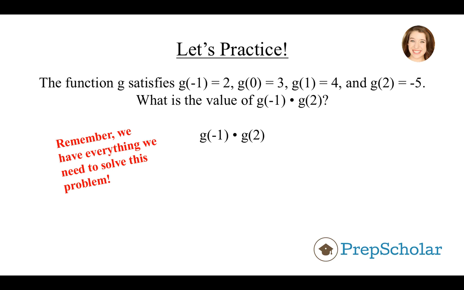We know that we're trying to find g of negative 1 times g of 2. But then again, we already know those values because we're told what the function g satisfies. We know that g of negative 1 is equal to 2, and we know that g of 2 is equal to negative 5. So all we need to do is substitute those two numbers in for those functions, and then we get negative 10. So ultimately, we didn't need the formula here because we were given what the function g satisfies in a couple of specific instances. The SAT wants you to be able to recognize when you need to substitute so that you can do so confidently, just like we've done in these problems.